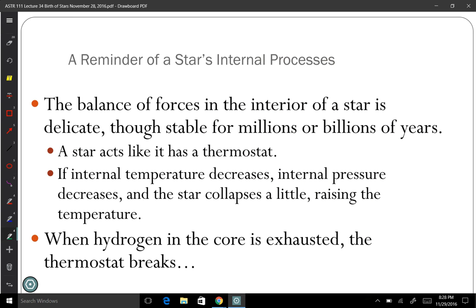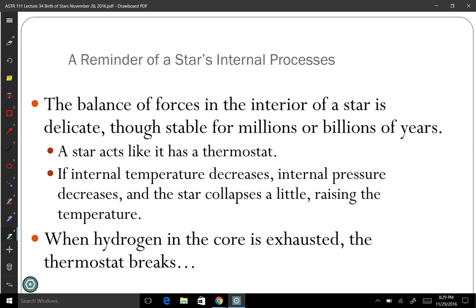Okay, a reminder that the stars have to have their balance between the inward force and the outer force. And stars remain stable in the main sequence for millions, billions of years, but they're not always stable. The thermostat breaks when they're dying. There's also some stars where as they're forming, as they're coming into the main sequence, they go through what we call an instability strip, where they also aren't in equilibrium.